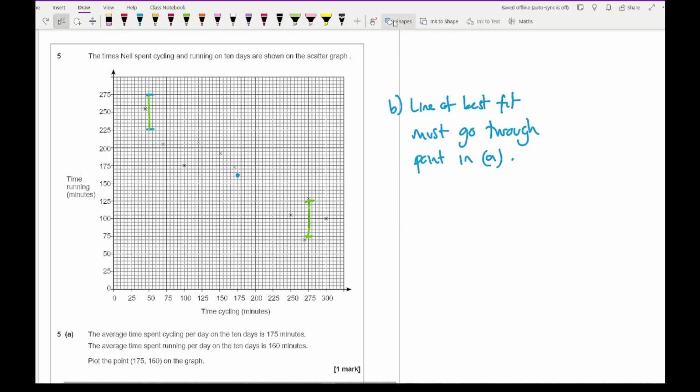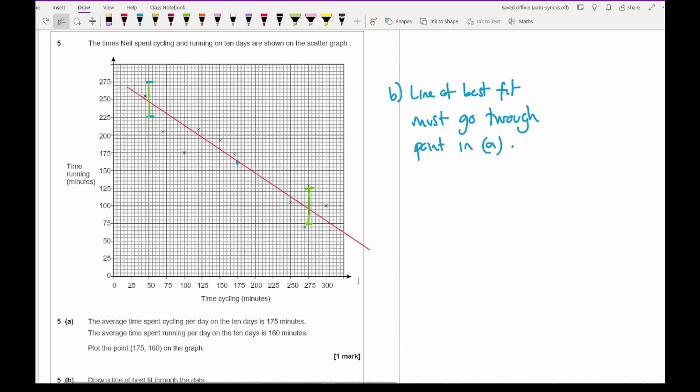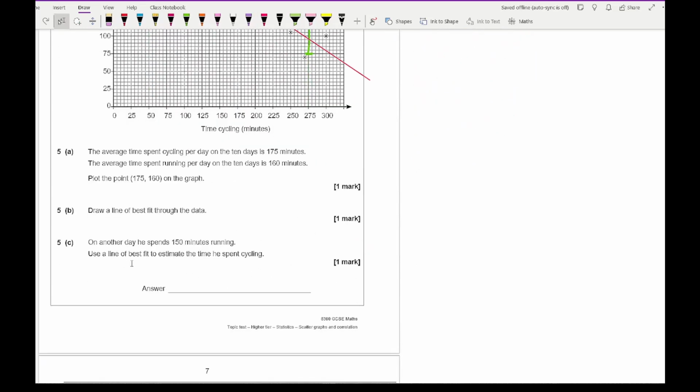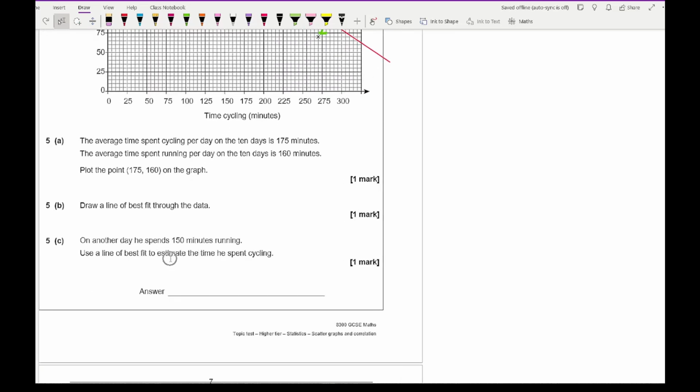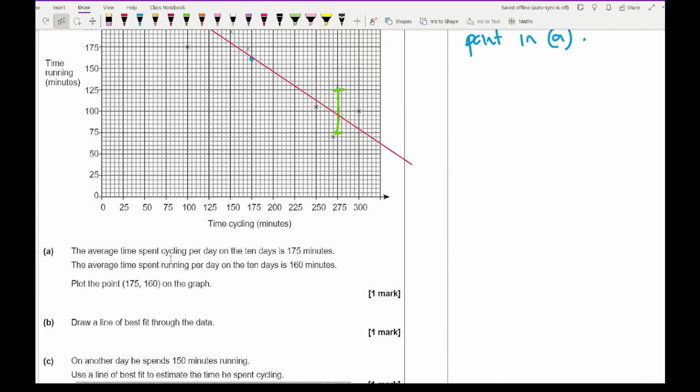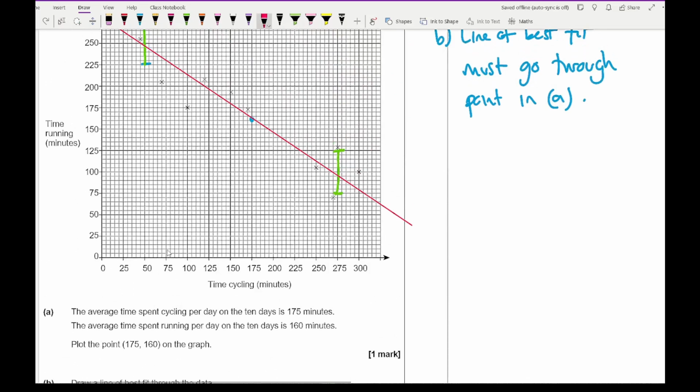So if I just change the colour of the line, I would say that seems relatively not that bad. Again, it goes through the barriers of those 2 brackets and also goes through the point that I've plotted. The next thing we then need to do for 5C, it says on another day he spends 150 minutes running. Use the line of best fit to estimate how much time he spends cycling. So we find 150 on the vertical axis, which is here.